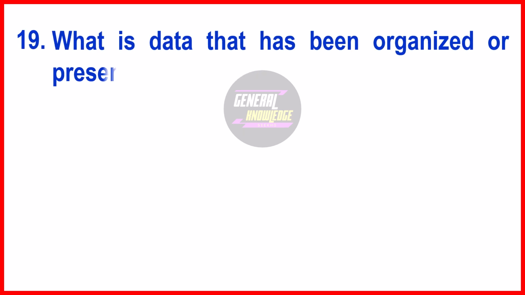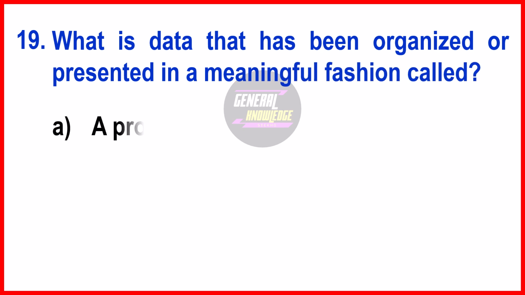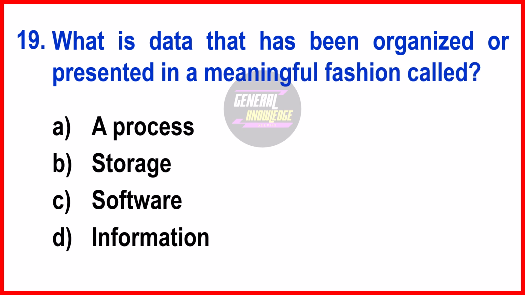What is data that has been organized or presented in a meaningful fashion called? The right answer is option D, information. While data refers to raw facts and figures, information is that data processed, organized or structured to provide context, relevance, and meaning, making it useful for understanding or making decisions.